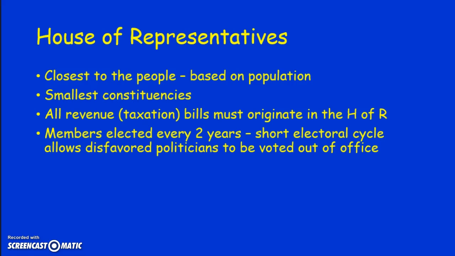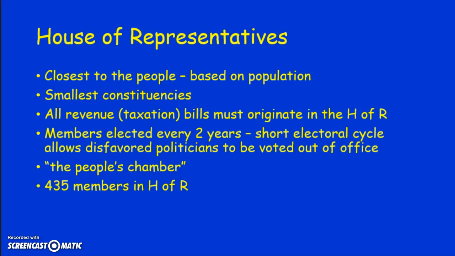Members of the House of Representatives are elected every 2 years, in even-numbered years. So this means they're elected, and then they almost have to begin campaigning again for the next election immediately. But it does allow for politicians who the constituents don't like to be voted out of office quickly. So if they had originated unfair taxes, the citizens could get rid of these people. Okay, it's also called the People's Chamber, the House of Representatives. There are 435 members in the House. That's it. No more, no less.